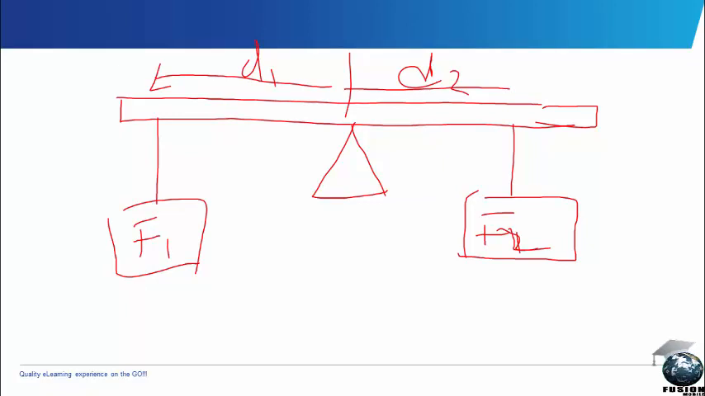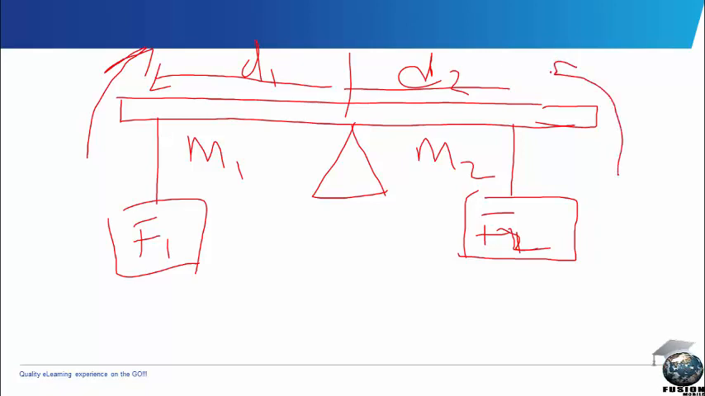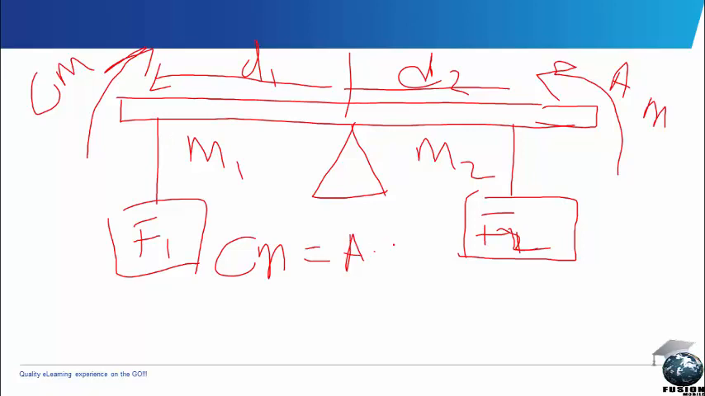You know that in this system we'll have over here moment 1 and moment 2. If I'm going this way, this is clockwise moment to the fulcrum, while if I'm going this way, this is anti-clockwise moment to the fulcrum. The rule says that clockwise moment must be equal to anti-clockwise moment. So that means that M1 must be equal to M2.